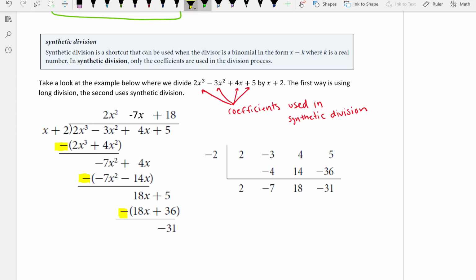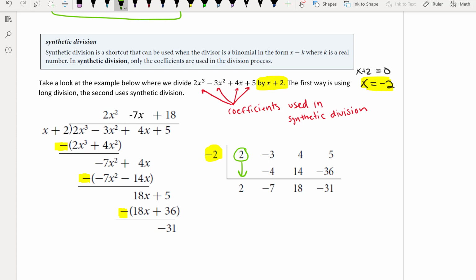And since you are dividing by x plus 2, think about it this way: I have x plus 2 equal to 0, so x is equal to -2. That's why I have -2 over here, because x was equal to -2 once you set it equal to 0. So -2 is what you're dividing by, so it's on the outside, and the coefficients go on the inside. You always bring down the first term. Whatever that first leading coefficient is, you just drop it down.